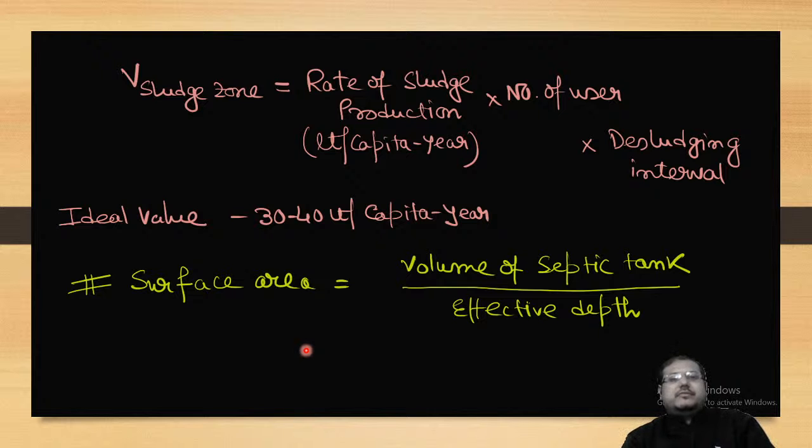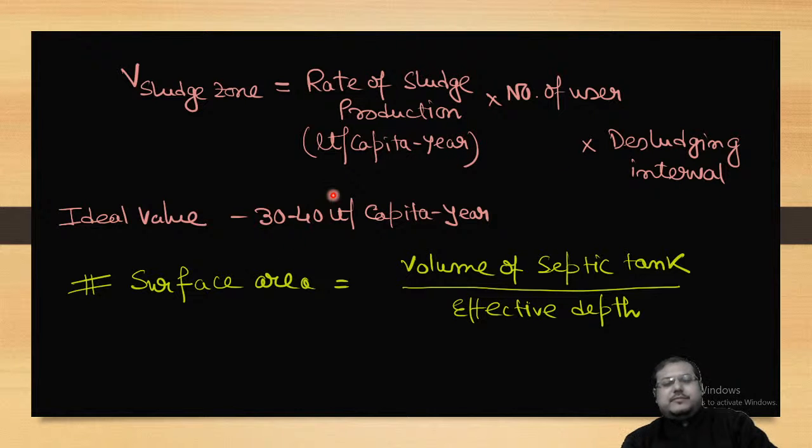Where volume of sludge zone equals the rate of sludge production in liter per capita year into number of users. So see, it's nothing but a game of unit conversion. The unit of rate of sludge production is liter per capita year. Liter is the unit of volume, so you need to remember capita and year. Capita is removed by the number of users, and into the desludging interval, which will remove the year.